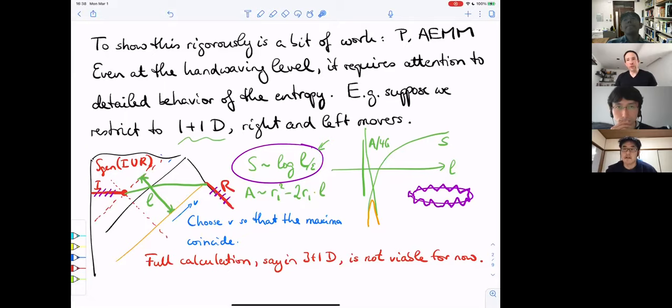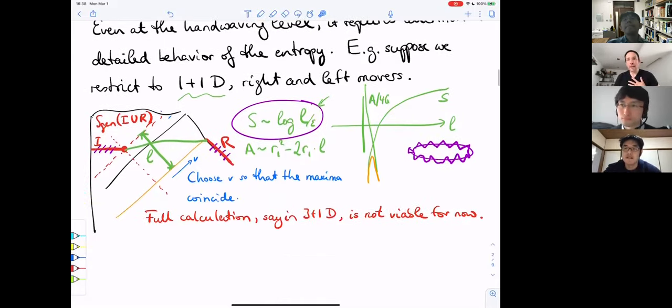I see. But okay, so currently there's no derivation of it in higher dimensions. I see. Yeah, I think here you assume that, right. I'm happy to just assume that it's true. And even then, you don't know for sure it's going to give you islands because you have no control over the entropy.